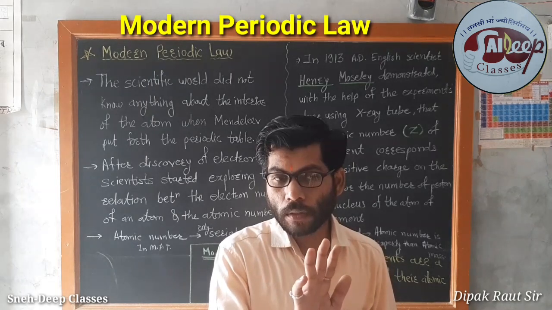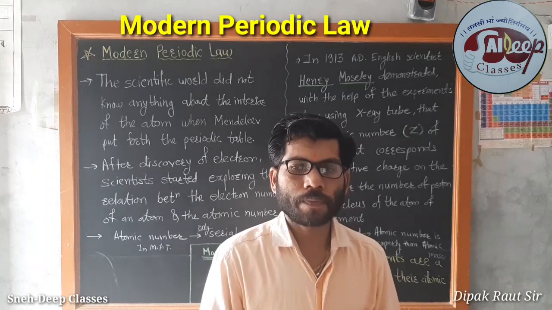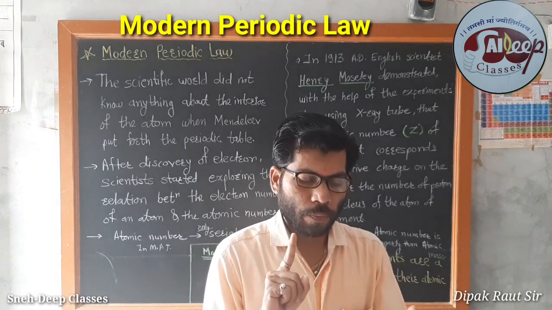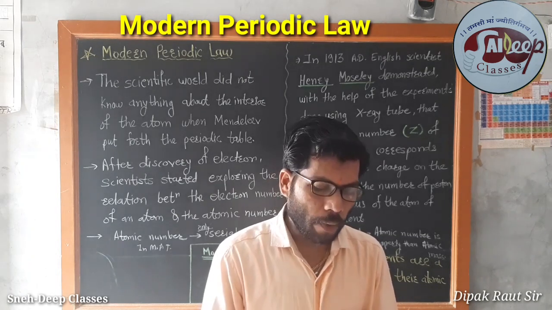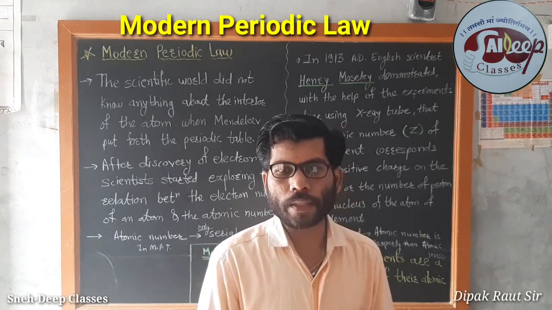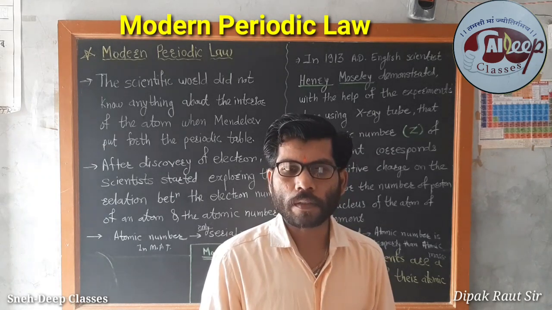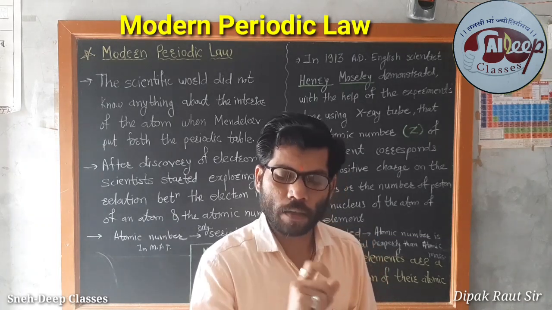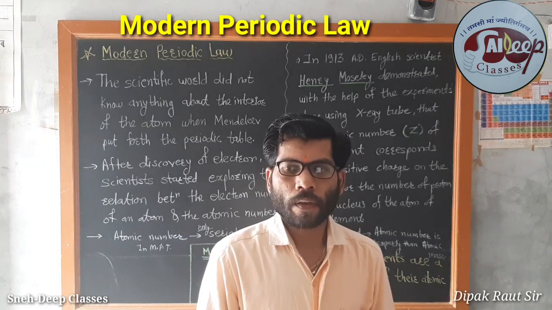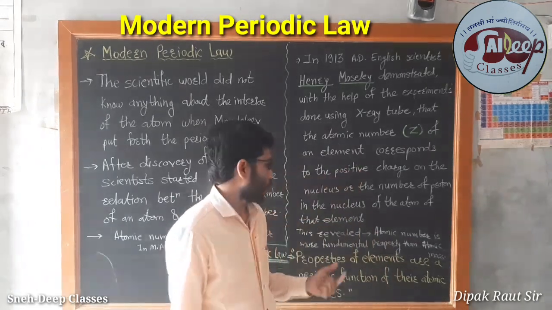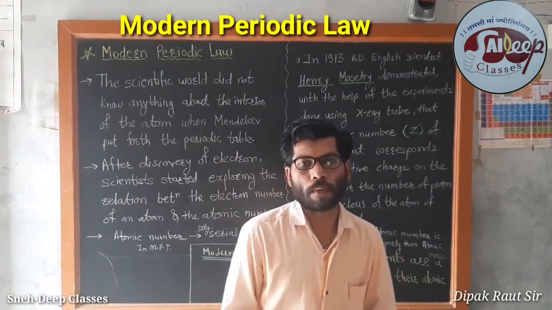Today we see, students, Dobereiner, Newlands and Mendeleev, all the three scientists carried the fundamental property as atomic mass. But Henry Moseley revealed the property atomic number is a more fundamental property than atomic mass.